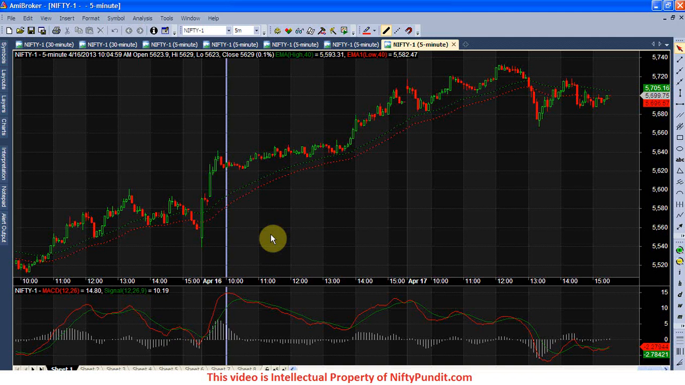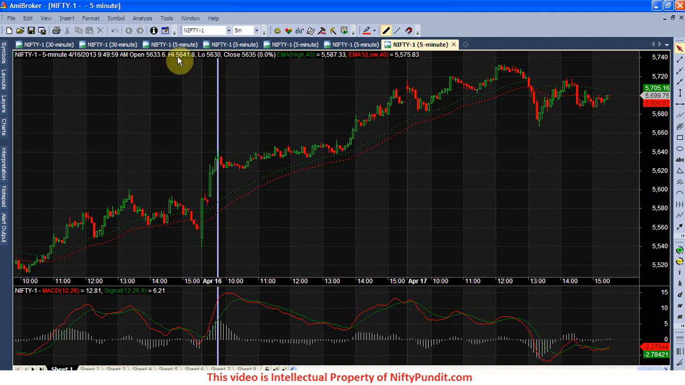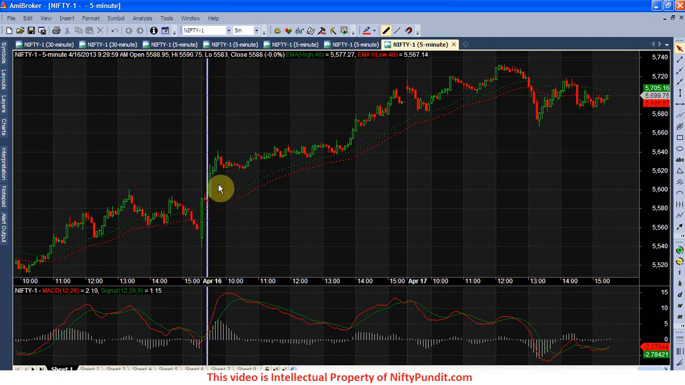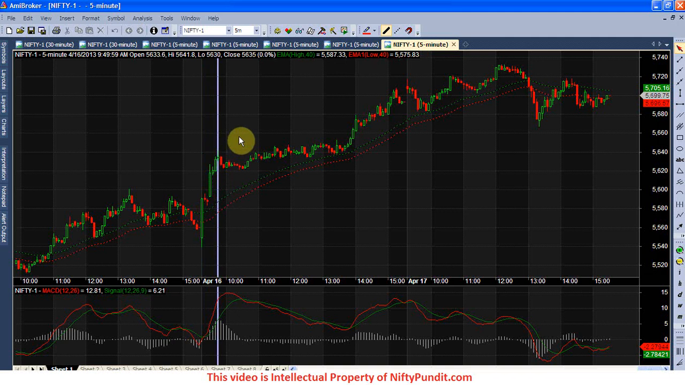Before that itself the price went high, in the 5633 to 5641 range, and the close is 5635. So your entry price is 5588 and your exit price, if you exit here, is 5635, which is roughly 5635 minus 5590, 45 points.